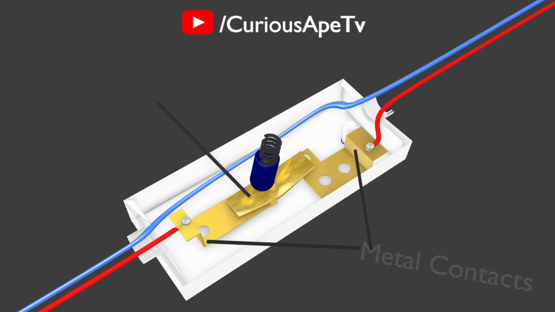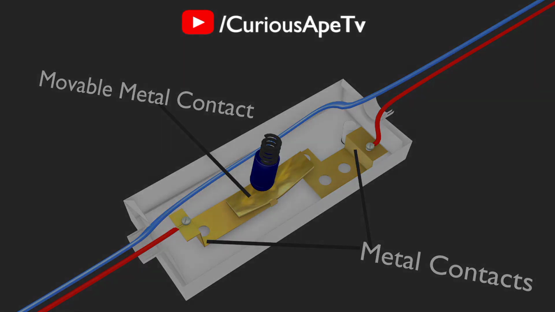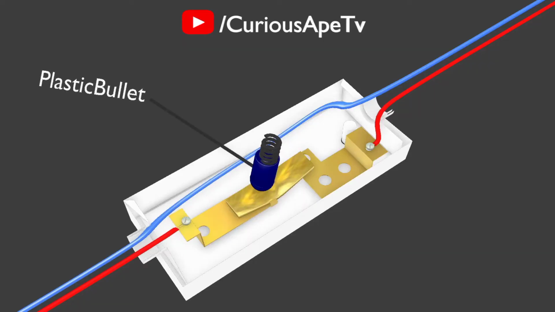The metal contact on the left has a movable contact in between them. It can tilt in either direction. There is a plastic billet that resides on top of the movable contact. There is a spring in the plastic billet that keeps the button in one place.